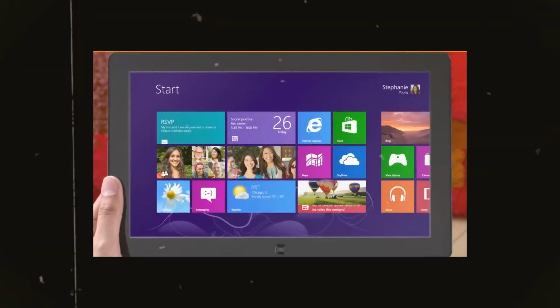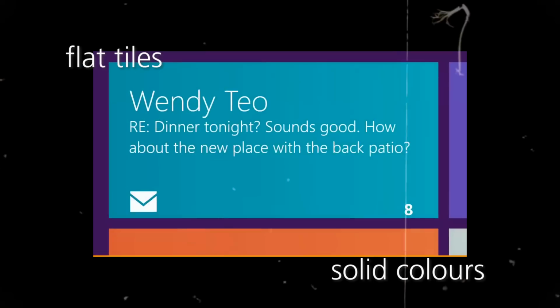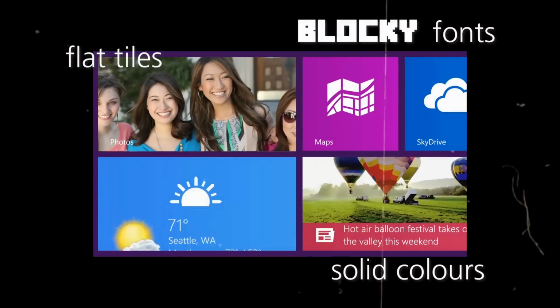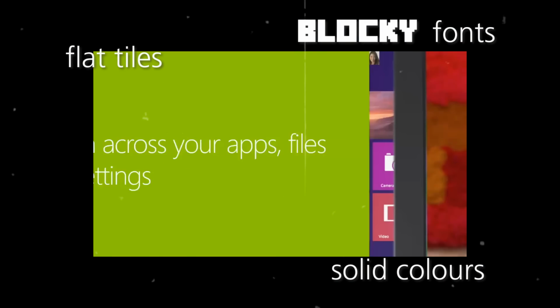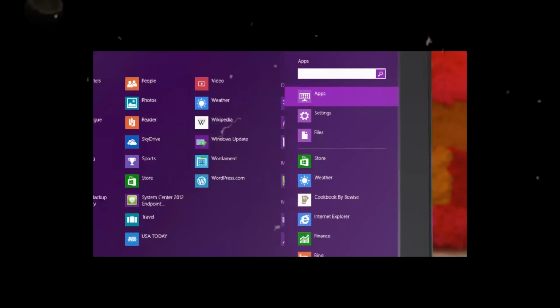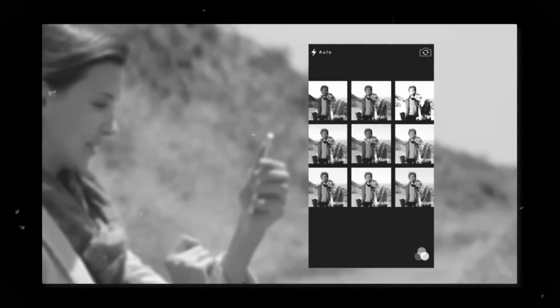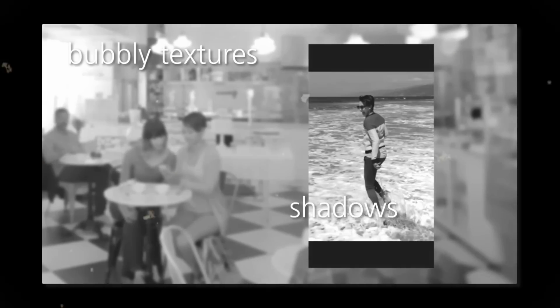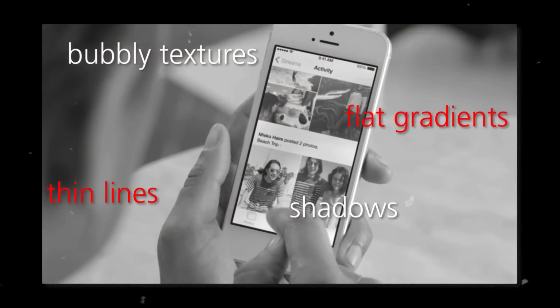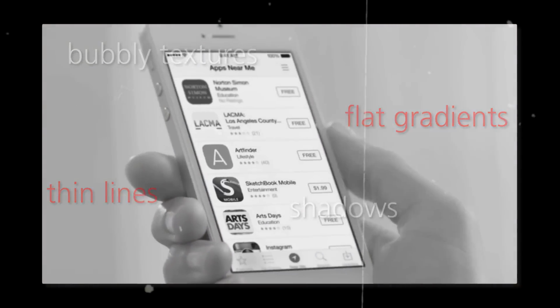For Microsoft, with Windows 8, they ditched glass entirely and launched the Metro UI. Gone were the reflections and depth, replaced by flat tiles, solid colours and blocky fonts. It was efficient, but it was soulless. Aero died overnight. Apple killed off skeuomorphism in 2013 with iOS 7, ditching bubbly textures and shadows for thin lines and flat gradients.